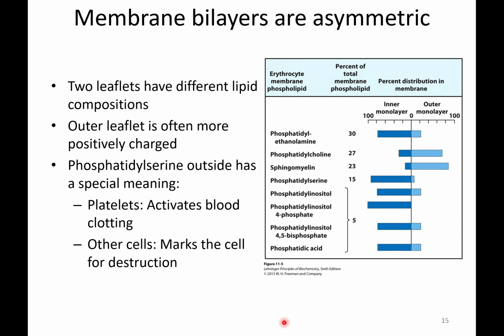Another way membranes can differ is they can be asymmetric between the inside monolayer and the outside monolayer. And this figure shows that. So this part of the plot is the inner monolayer. This part of the plot is the outer monolayer, and you can see that they're actually quite different in composition. The outer leaflet typically has more of a positive charge, and that's reflected here with phosphatidylcholine and sphingomyelin. Both of those have an overall positive charge to them, and they make up the majority of the outer monolayer.